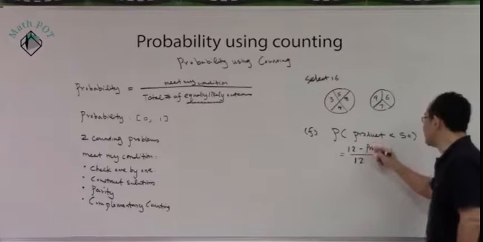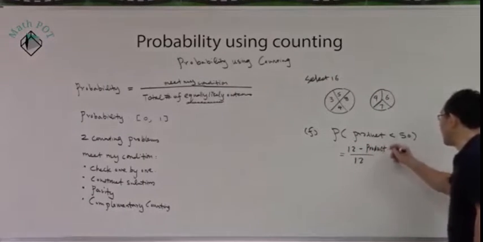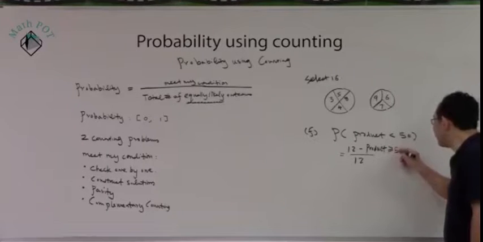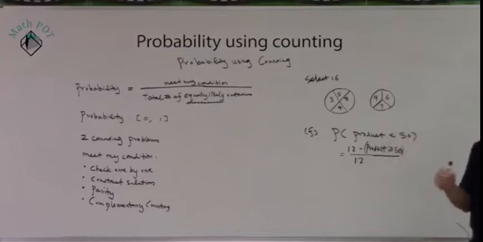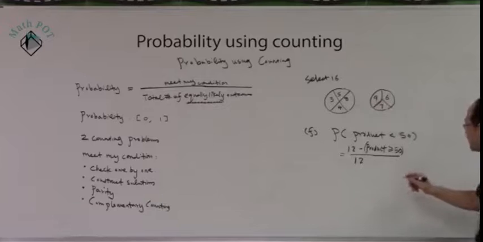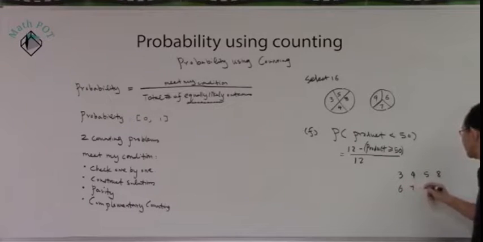Wrong answer is nothing but product is what? Greater equals 50. So make sure you get this one right. Last wrong answer is what? Greater equal. So don't miss this equal here. So still I'm going to list the number. So first one could be 3, 4, 5, 8. So next one of course could be 6, 7, and 9.